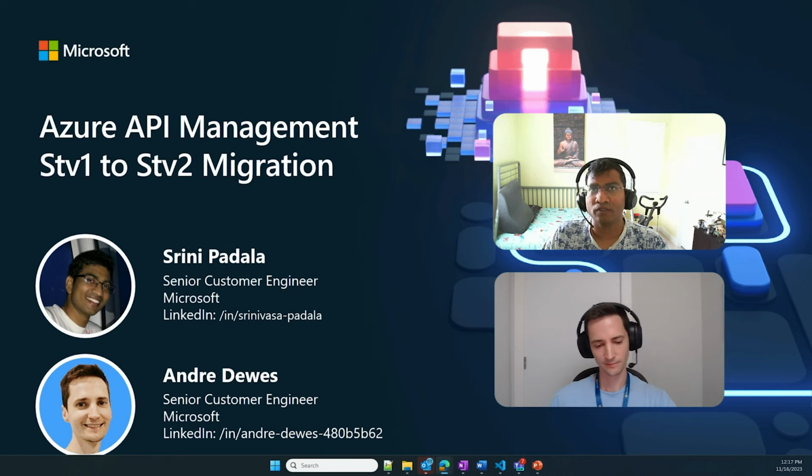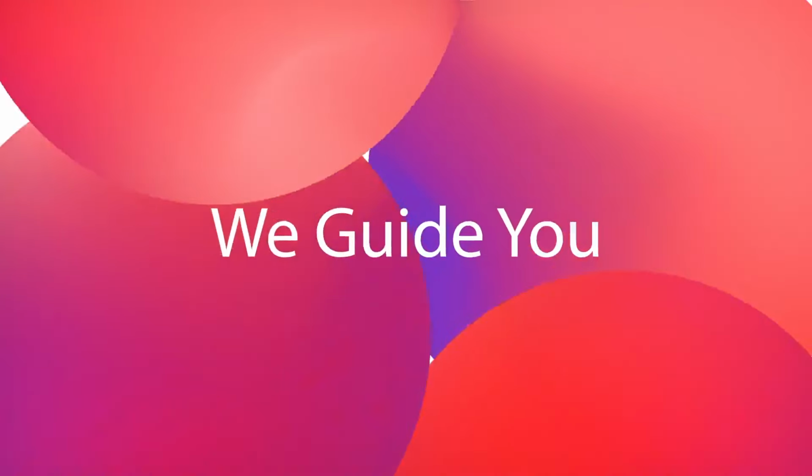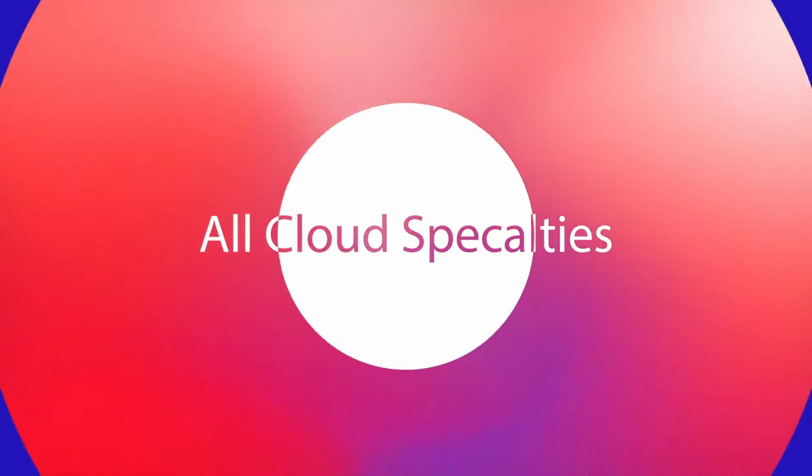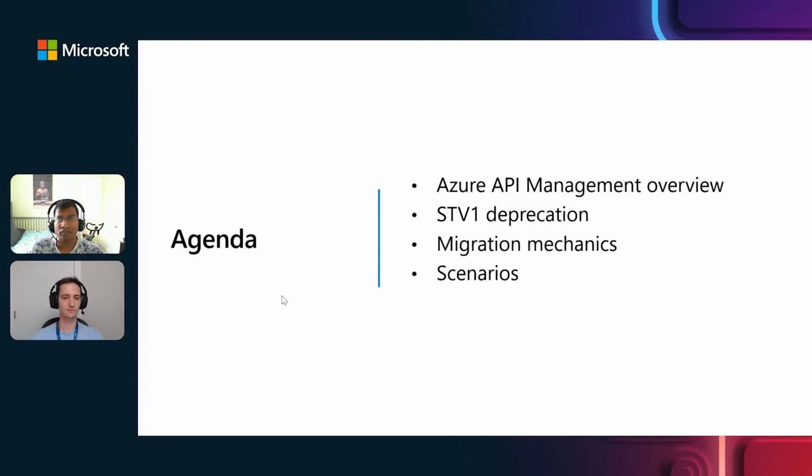In this video, we're going to talk about the deprecation of Azure API management, Stv1 platform version, and how you can migrate to a resilient Stv2 platform. The brief agenda for this session today, we'll start with an overview of API management, then briefly discuss about the platform versions, deprecation notice, followed by the mechanics of the migration, and go into an in-depth walkthrough of the various migration scenarios that you might encounter.